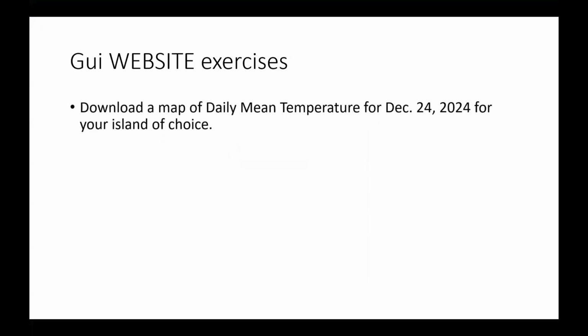Okay, so the first exercise is just to download a map of the daily mean. Create yourself a screenshot using that screenshot tool on the map of daily mean temperature for December 4th, 2024 for any island of your choice. Just see if you can select the correct data set, select the correct time period, select the date, configure the map visual settings, and then actually set up the download. So I'm going to give you a minute or so, and then I'll do a demo of what that would look like.